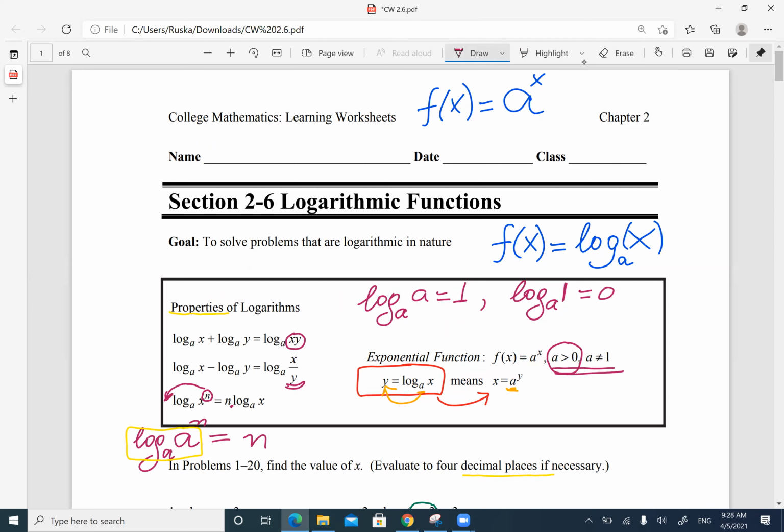And also x has to be positive. If you have logarithm of base a of x, this x has to be greater than 0. It's very, very important that x is greater than 0. The logarithm of a negative number doesn't exist. Okay? So keep that in mind.